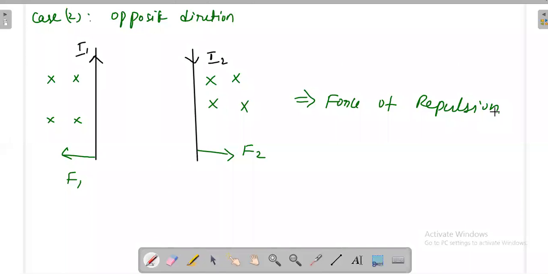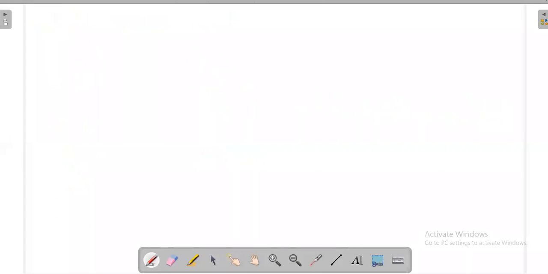Next we'll see the magnetic field due to an infinite sheet with surface current density K.